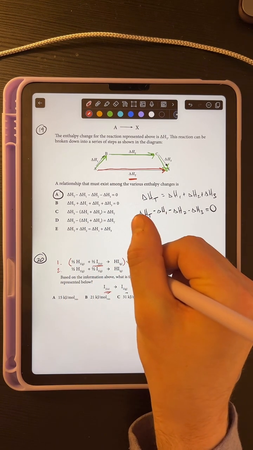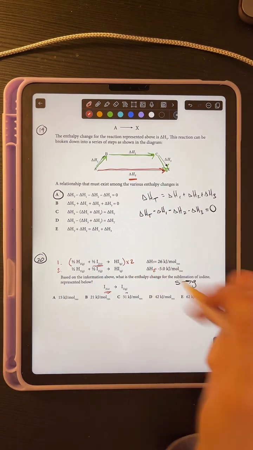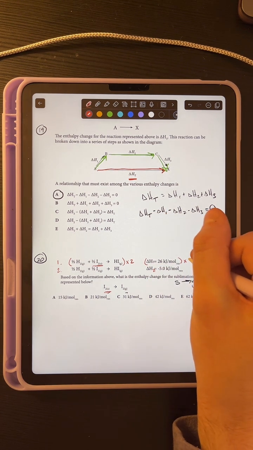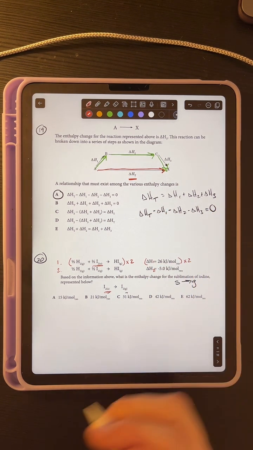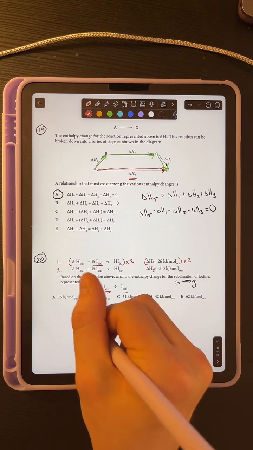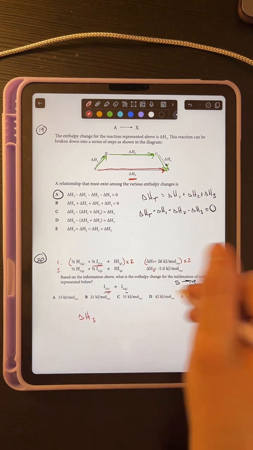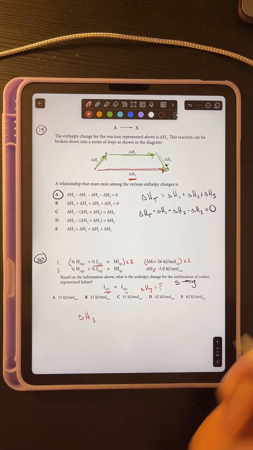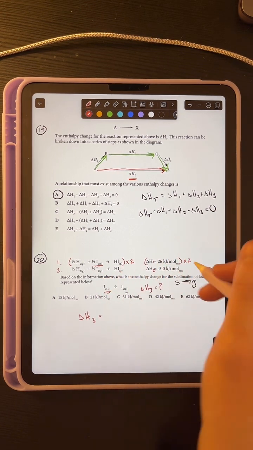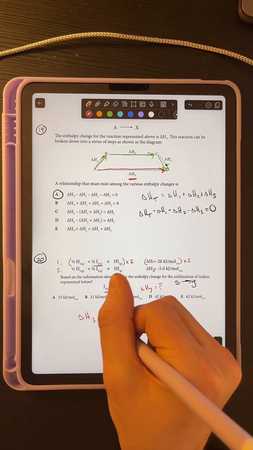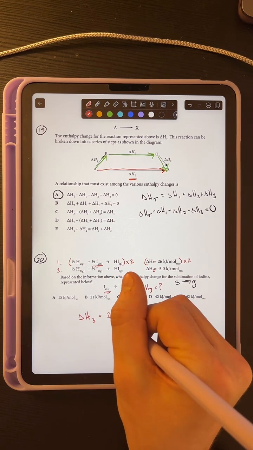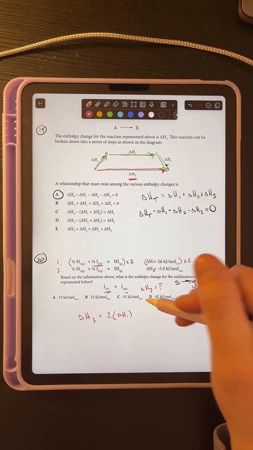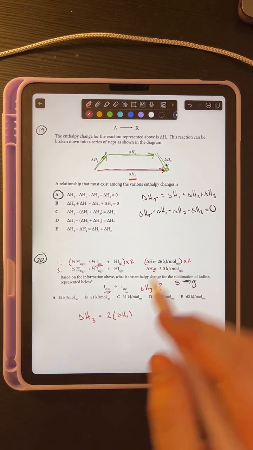Well, we're going to multiply this by 2. And if we multiply that by 2, we also have to multiply our delta H by 2. So far, our delta H3, I'll make this delta H3, equals what? That's what we're looking for. Delta H3 is going to equal 2 times our delta H1. But then we'll figure out what the other step is that we need.